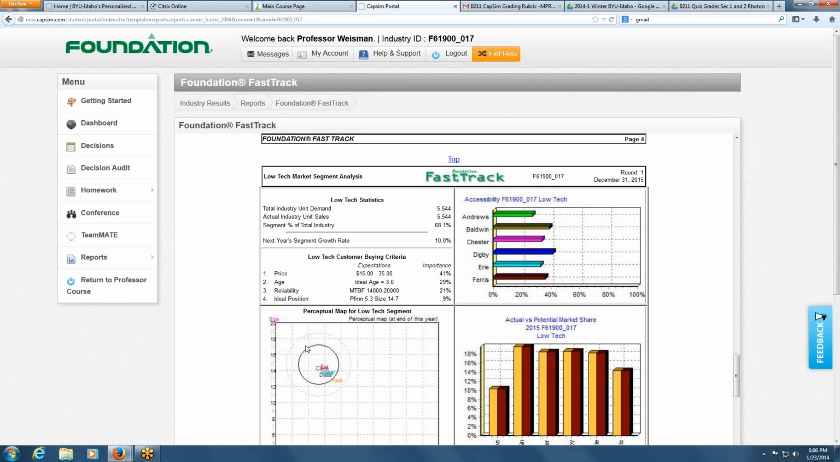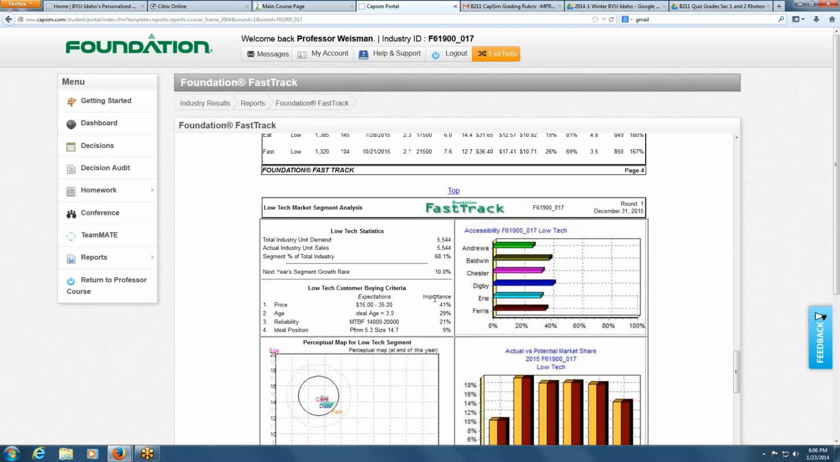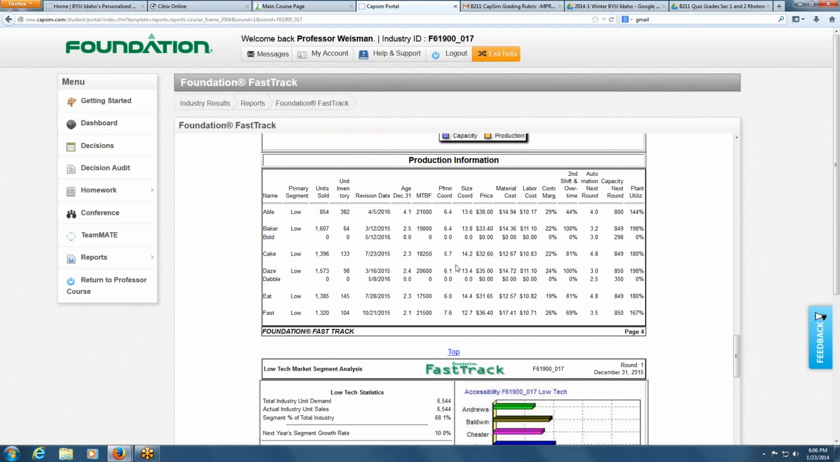So I'm going to say, hey, the low tech was about $35. It's the highest that anybody's going to pay for a low tech product. And that's 41% important. The age that I want is 3 years, and that's 29% important. The MTBF is 14 to 20,000, and that's 21% important. And the position is really the least important thing for the low-tech market. So now I'm going to go see how I did.